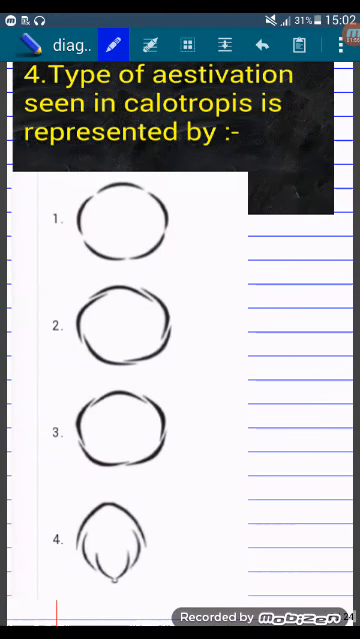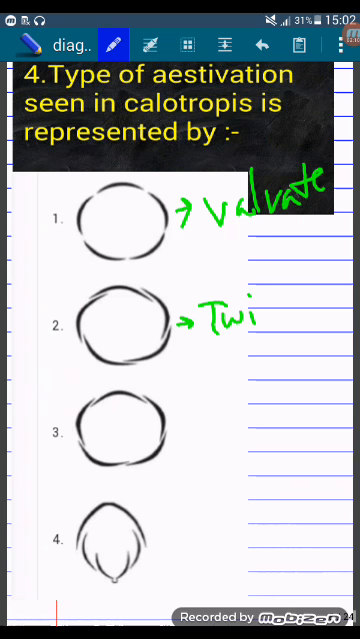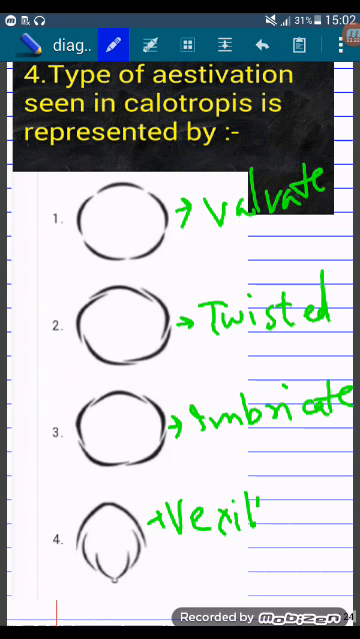Next question. The type of estivation seen in Calotropis is represented by. First option is of valvate estivation. Second, twisted estivation. Third, imbricate. And fourth, vexillary. So type of estivation seen in Calotropis is valvate. Answer is 1.